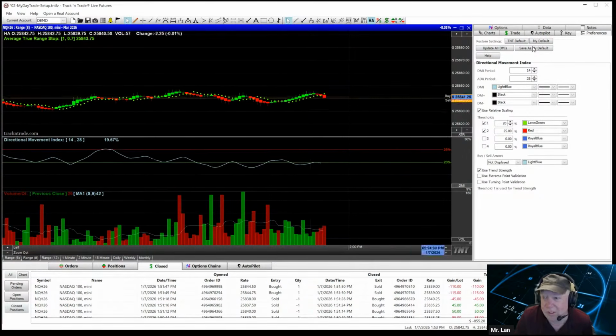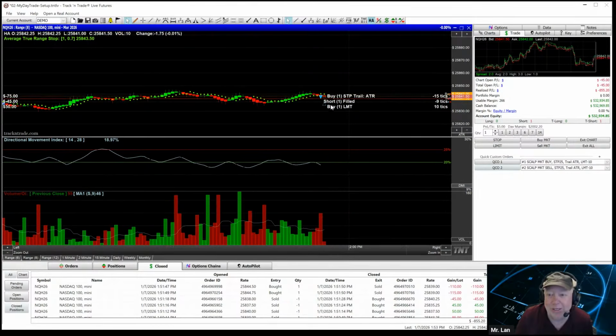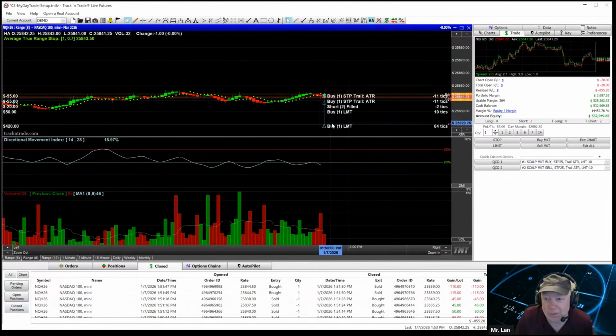There's nothing here. It's still there. It's not moved. So should you take it? No. Let's take it anyway. Well, it might break out. Who knows? Nobody knows. But it's dead. It's way down here below the green line, and that means that you shouldn't be trading.